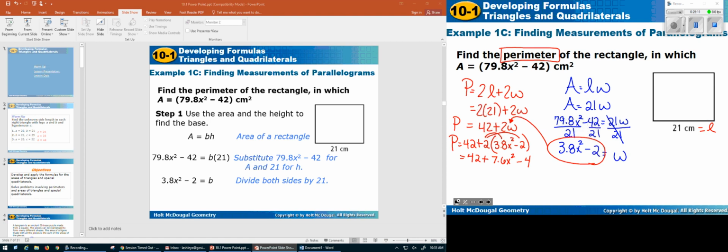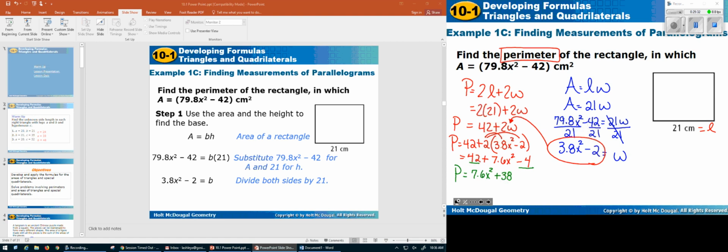So combine like terms, 42 minus 4. So what is 42 minus 4? 38. So we have 7.6x squared plus 38. And so when you write your answer, it should always be in descending order of your exponents. X squared first and then your constant at the end.